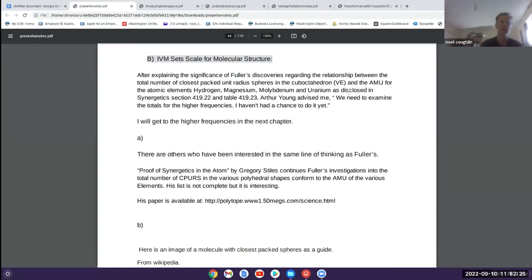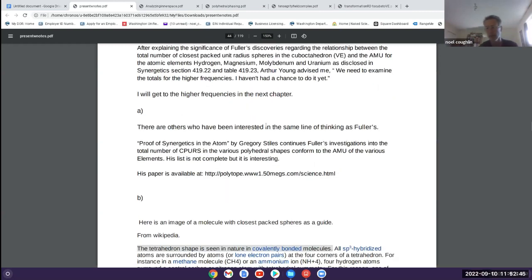Arthur Young, a long time ago, told me that there were these relationships related to the number of closest packed unit radius spheres in the cuboctahedron and the atomic mass unit for 4 different elements. That's explained in Synergetics 419. Arthur told me we need to examine the higher frequencies. I haven't had a chance to do that yet. I'll get to that in a second.